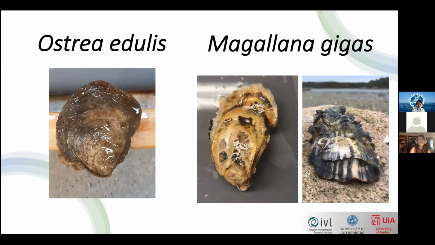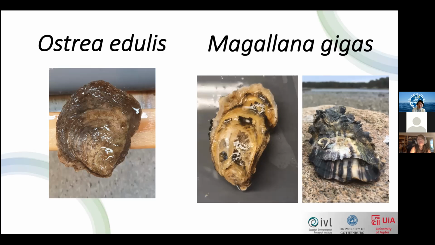So just for anyone who is not familiar with the differences between the flat oyster and the Pacific oyster, the flat oyster is more round. In general, it's flat, and it has a bit more serrated edges. It's not too easy to see here, but you will see it in the next slide.